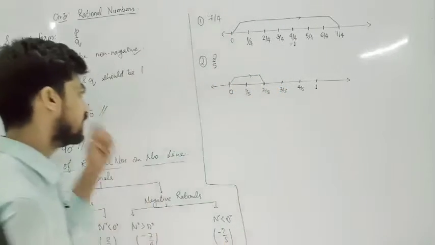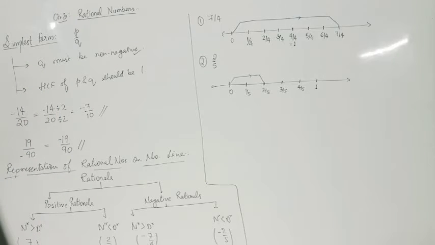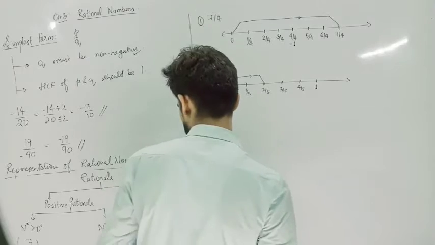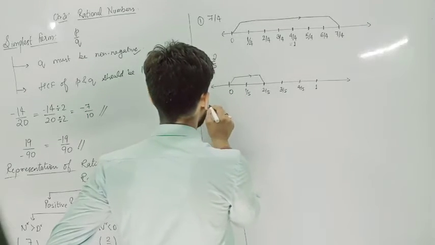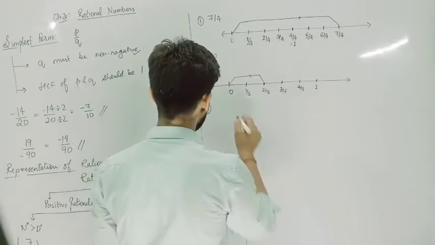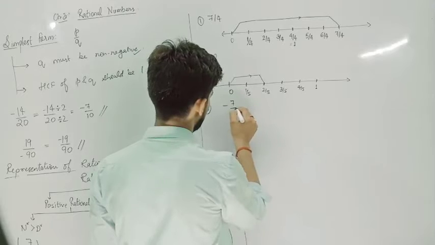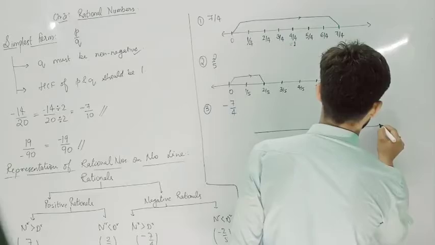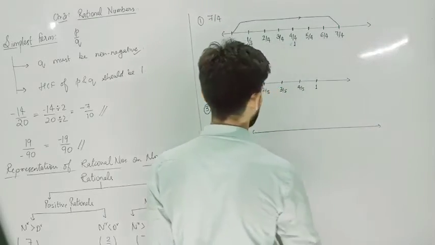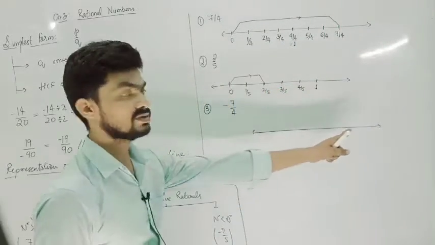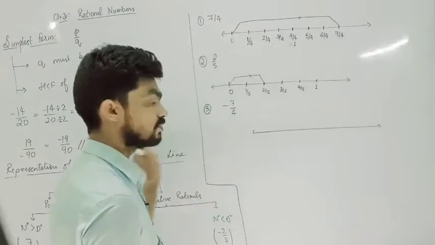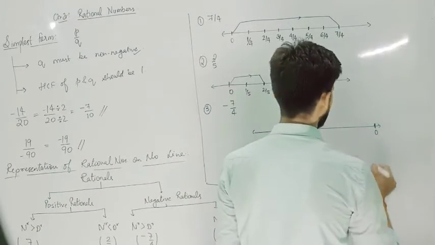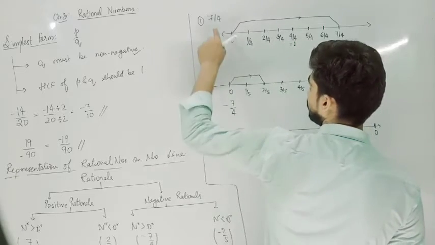This is 2 by 5. I hope you are getting the rule. Third one is minus 7 by 4. Draw a number line again. This time 0 will be to the right side. Why? We have to move towards left. 0 will be here. Now, same thing that we have done here.